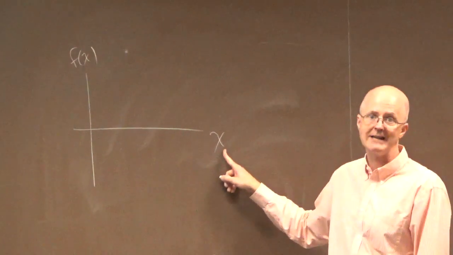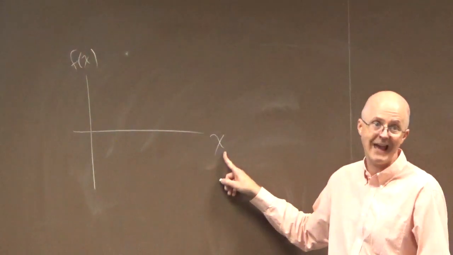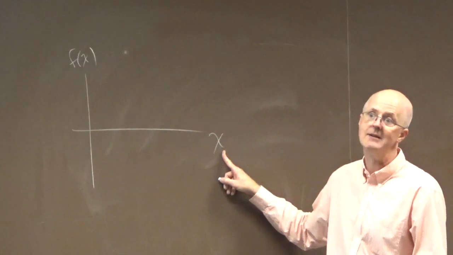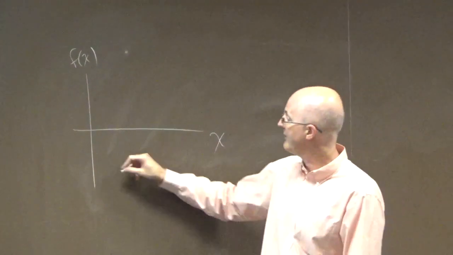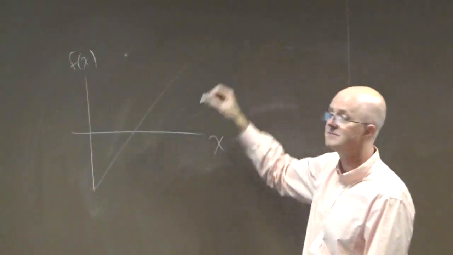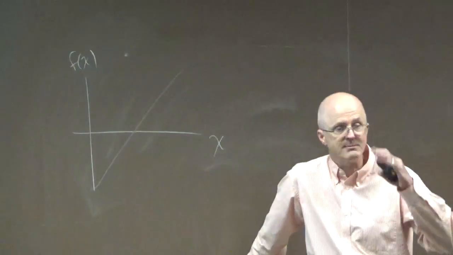Profit is revenue minus expenses, so profit can be negative, which means you're losing money. If it's positive, then you're gaining money. The profit formula function could look like that. Could be a straight line, at least approximately.